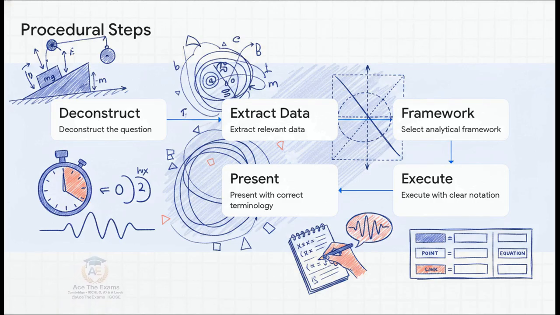Walk through this procedural framework with me, and I'm purposely slowing down the pace here to reinforce the strict discipline required. Step 1, deconstruct the question, line by agonizing line. Step 2, extract the relevant data. What exactly is the mass? What is the specific angle? Step 3, select the analytical framework. Decide right then to resolve your forces parallel and perpendicular to the plane. Step 4, execute with perfectly clear notation. Step 5, present your terminology perfectly.